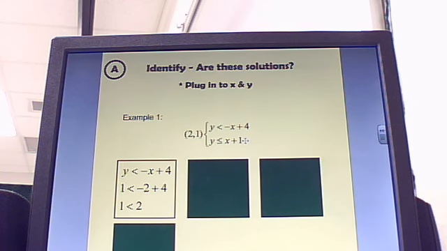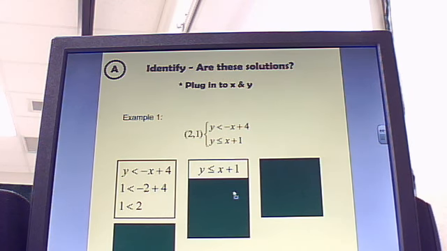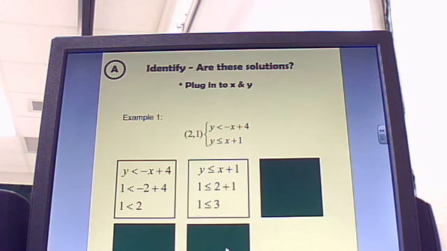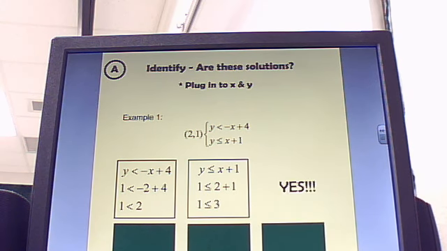I'm going to check the second one. If I check the second inequality, I write it down. Y is less than or equal to x plus 1. I plug in my y value of 1, my x value of 2. There's nothing to do on the left side. On the right side, I have 2 plus 1, which is 3. And 1 is less than or equal to 3. So my answer here is yes. This is a solution to this system of inequalities.